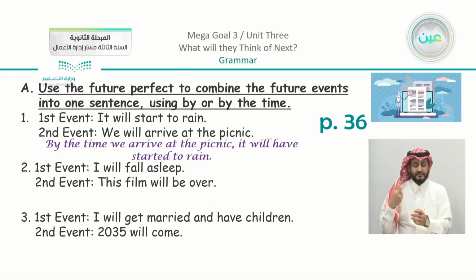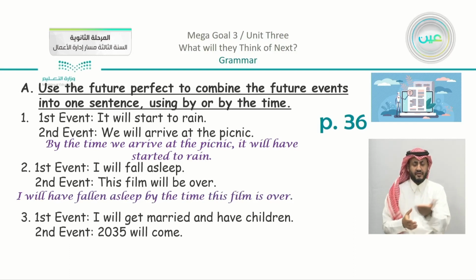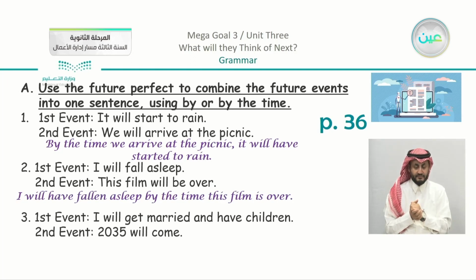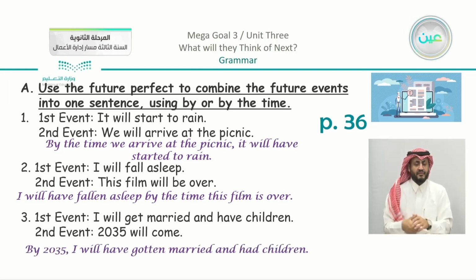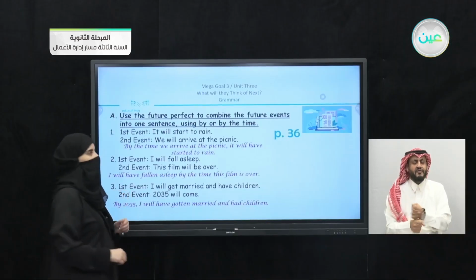The second one, I will fall asleep. And the second event, this film will be over. I can say, I will have fallen asleep by the time this film is over. We have number 3, I will get married and have children. The second event, 2035 will come. So we can say here, by 2035, I will have gotten married and had children. So you can see from the 3 examples that we use the future perfect.